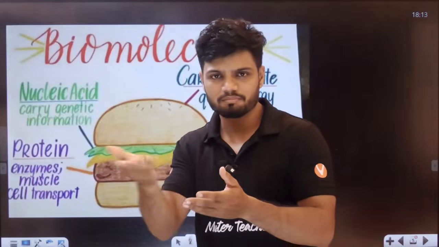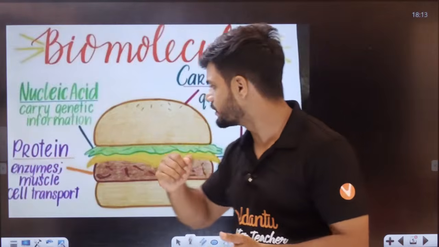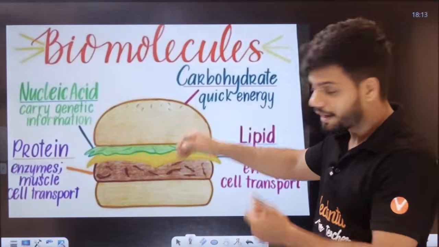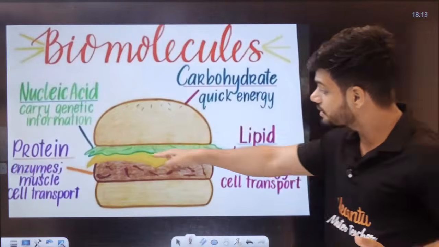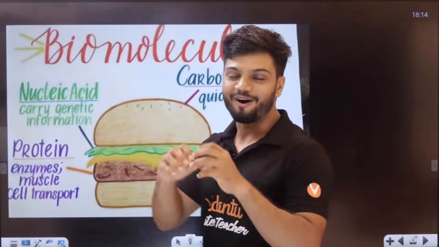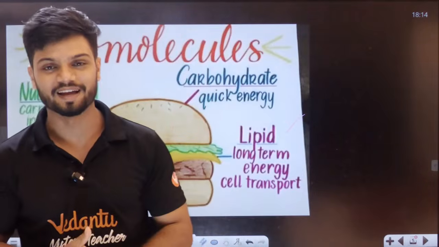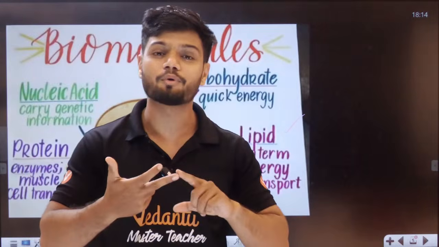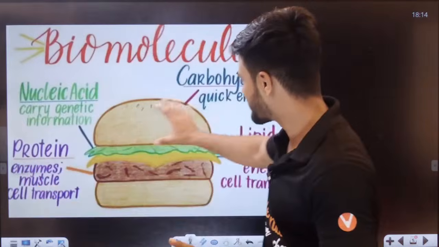Basically, it is plant-based. Plants have cells, and cells have nucleic acid, genetic material. Let's say this is a chicken burger. In this chicken burger, protein is present here. Then there is cheese, which is basically lipid. So technically, all the different types of biomolecules are present in a burger: lipids, proteins, carbohydrates, nucleic acids. Everything is present right here.